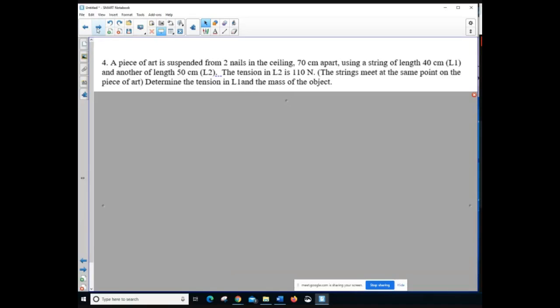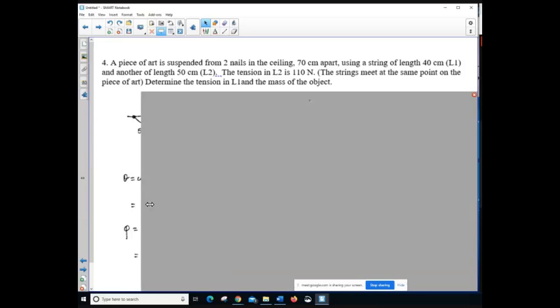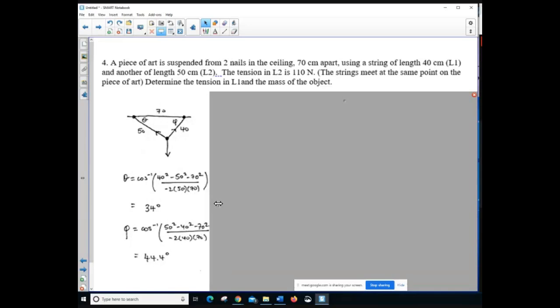Piece of art suspended 2 nails, centimeters apart, using these 2 strings. And they tell us the tension in one of the strings. So it's a little bit different from some of the questions we've seen. Okay. And they want us to determine the tension in the other string and the mass of the object. Okay. So again, if you chose to solve this using components, perfectly reasonable.